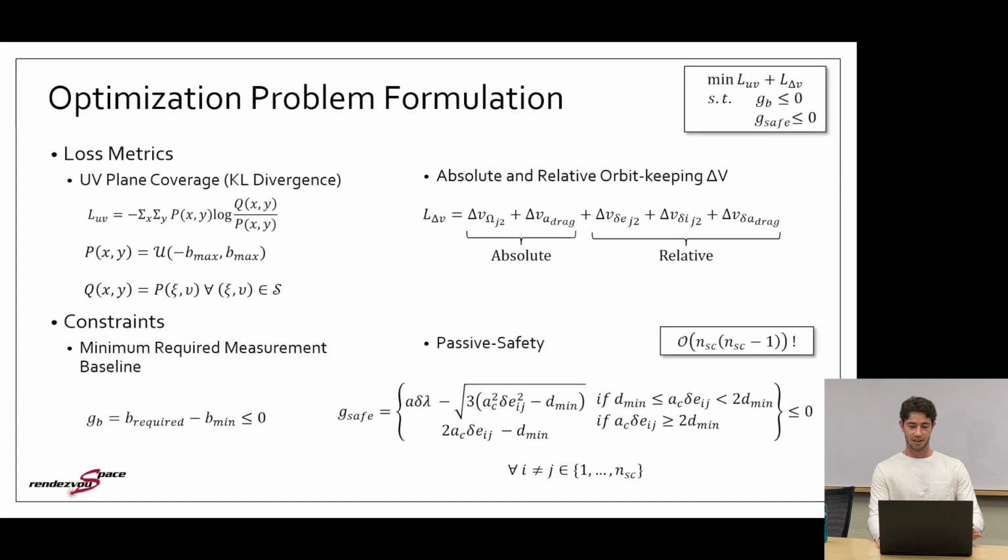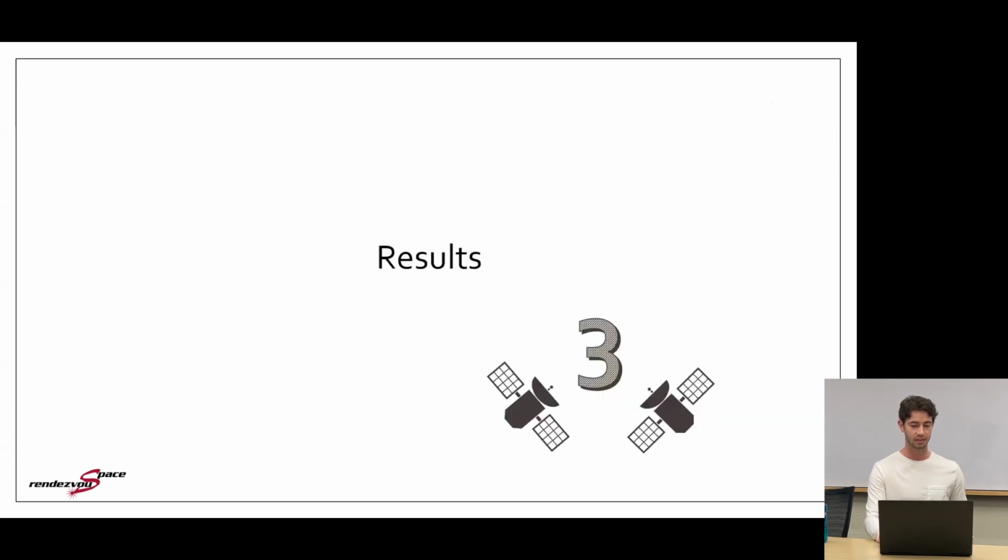The problem with passive safety, that's a good point, is that this constraint is computationally expensive. This is going to be one of the problems with optimization. For a 6 spacecraft swarm, this passive safety constraint generates 15 nonlinear constraints on the optimization problem. This is one of the problems we'll have to address going forward, but I wanted to highlight it here. So let's pop into the results.